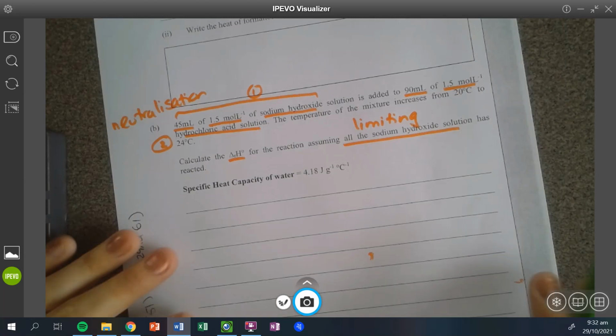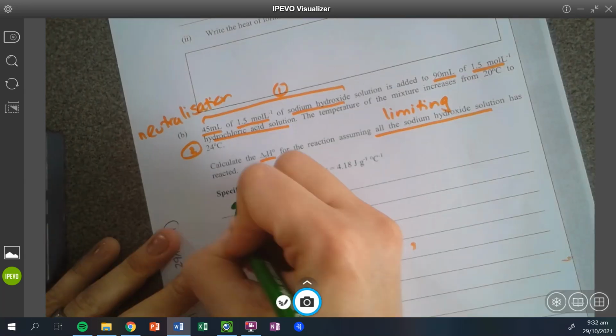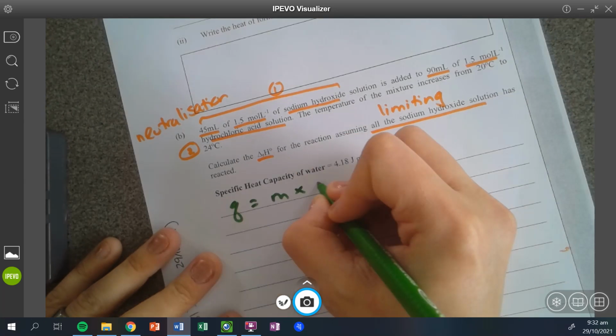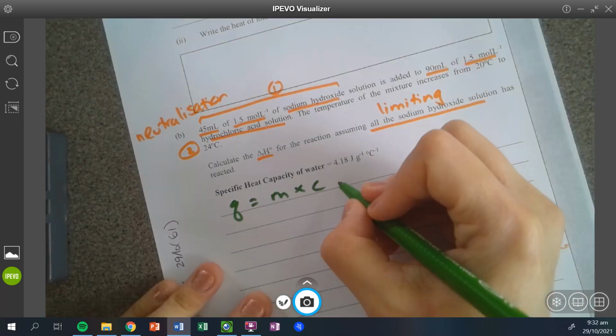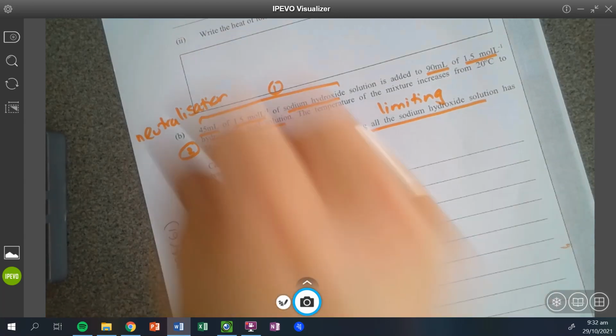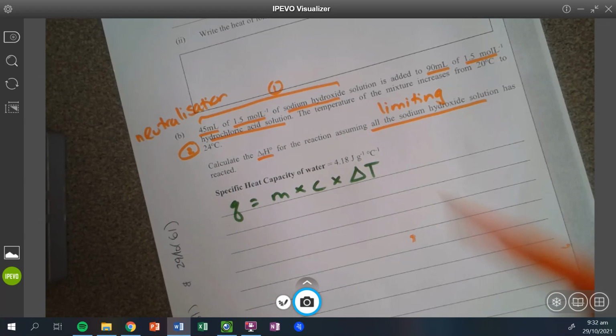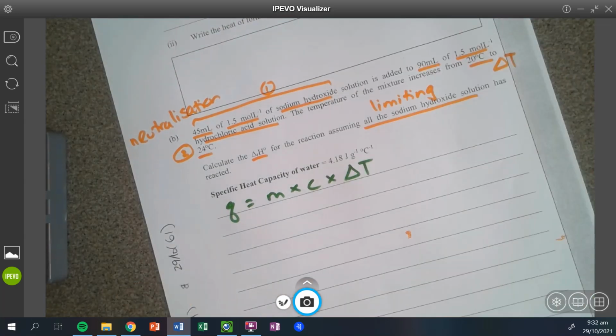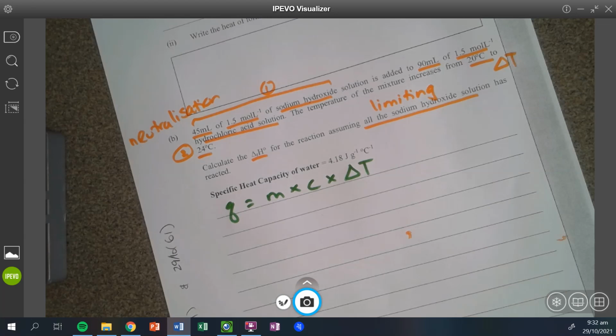So first thing I need to do is use my Q equation. So Q is equal to your mass times your heat capacity of water times the temperature change. And I forgot to underline the temperature change in there too. So it went from 20 to 24 degrees. That is my delta T, which is useful. All right, are we okay with that so far?